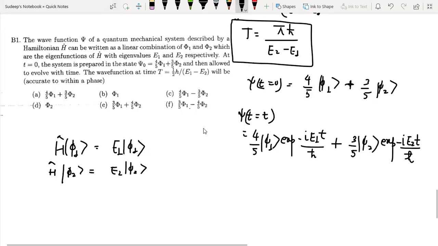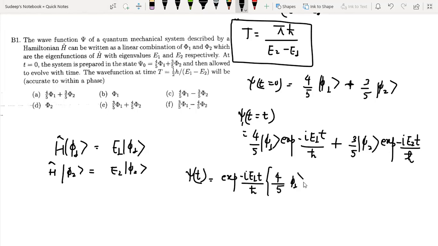So this is simply finding the wave function at a later time t equal to t. So I will simply place this thing, that is psi at any time t. What should I take common? I will simply take exponential of minus iota E1 t upon h cut common out. So what I'll get is 4 upon 5 phi 1 plus 3 upon 5 phi 2 exponential iota E1 minus E2 t upon h cut ket.